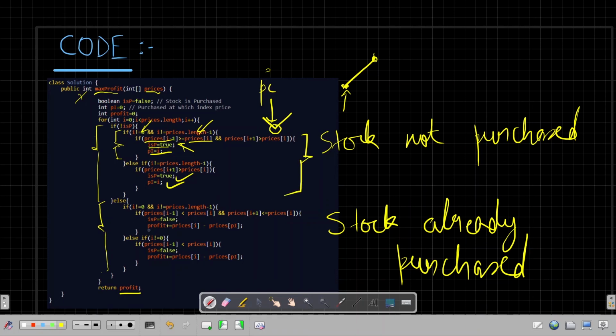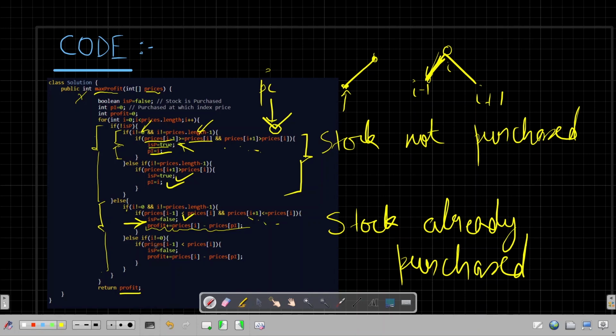Let's check out the else block now. Again, there I was checking for local minima. It is exactly opposite here. I'm checking for local maxima. If the graph is like this, I'll book the profit. If price of i minus 1 is less than price of i, this is i minus 1, this is i, this is i plus 1. Here I can yield some profit from this transaction, right? So I'll set the isPurchased flag to false, and I'll add whatever profit I am able to make and keep that in this profit variable.